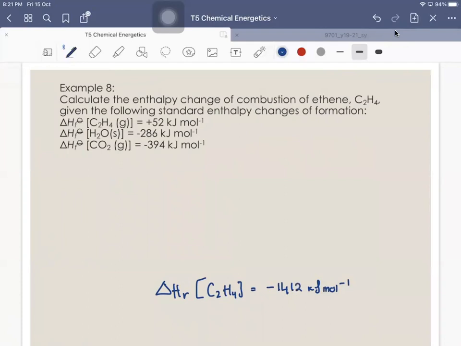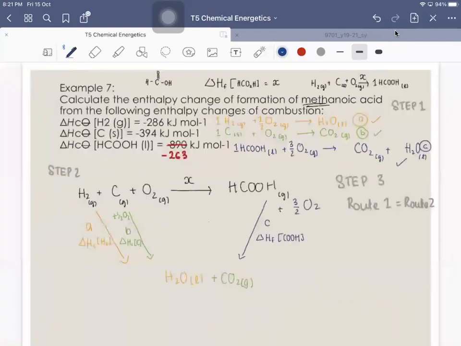Okay, so for example 5, 6, and 7, I've already given you hints on how to start these questions, and all you have to do is just equate the 2 routes. Route 1 is equal to route 2, and then you can key in your answer in the Microsoft Forms and check if you get the correct answer or not.